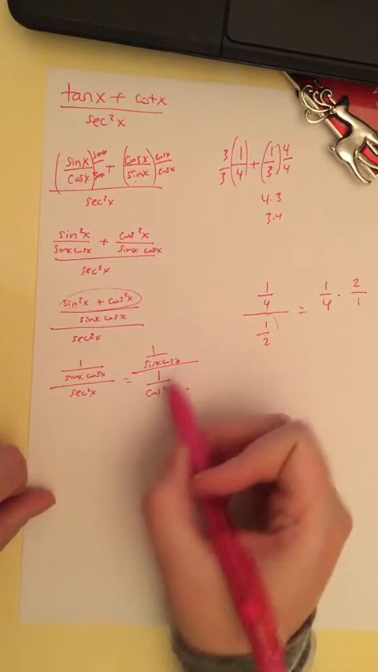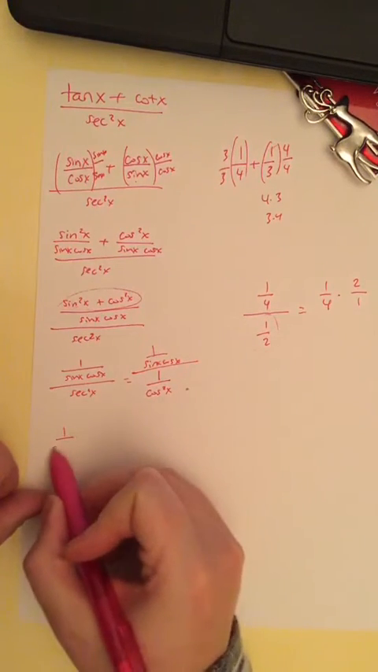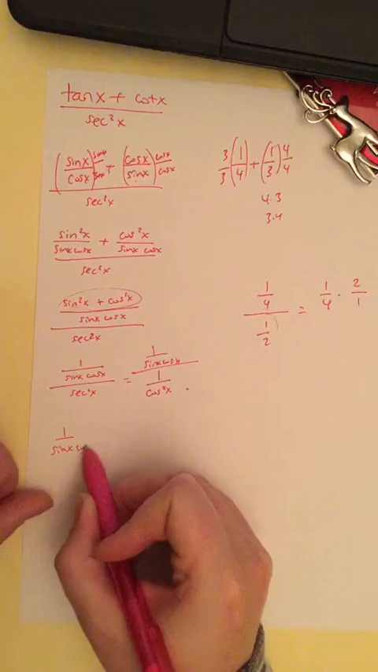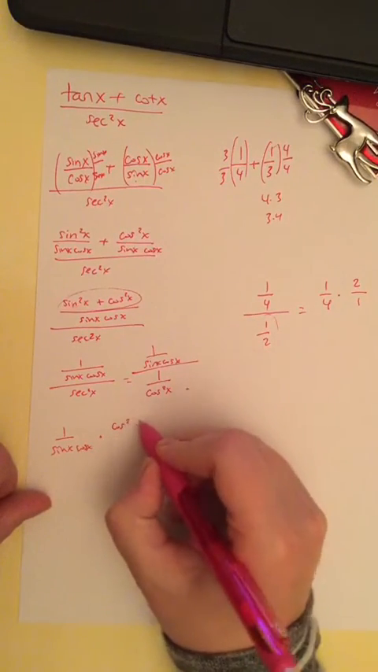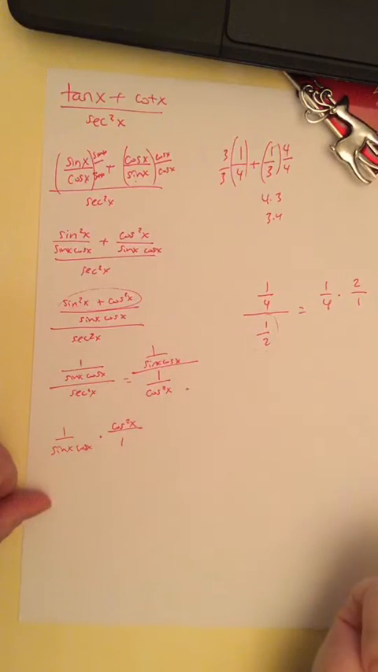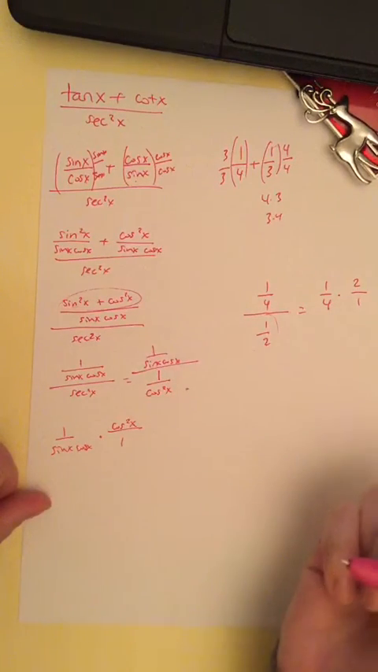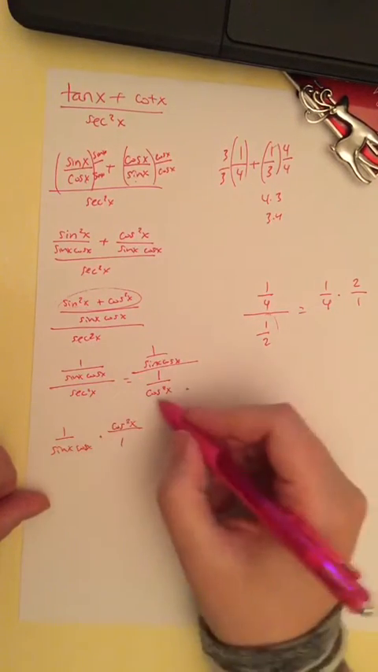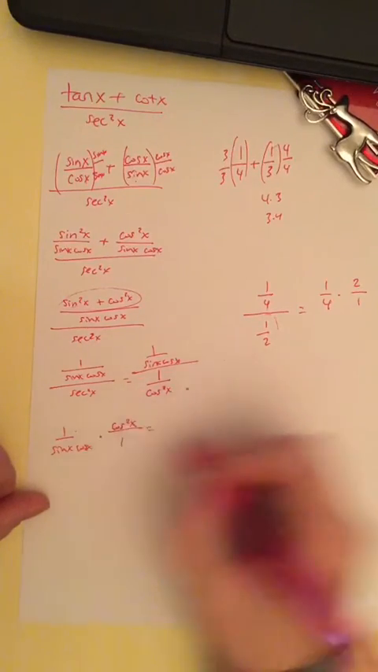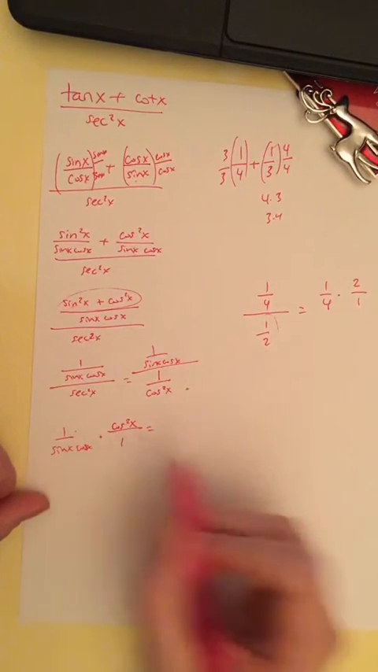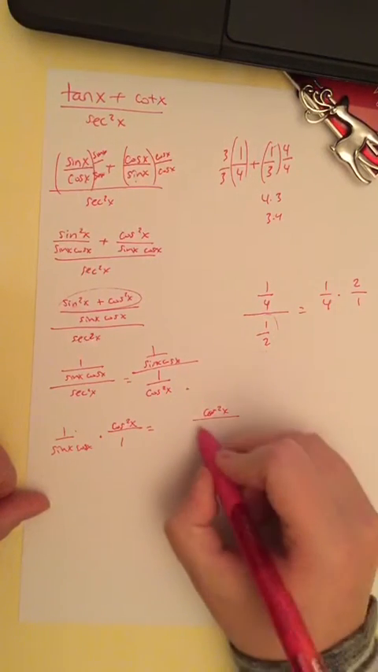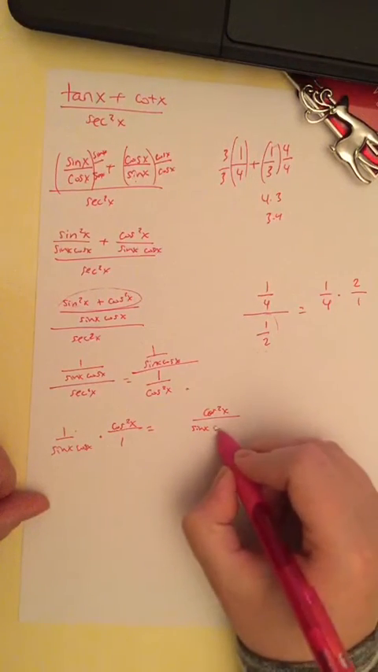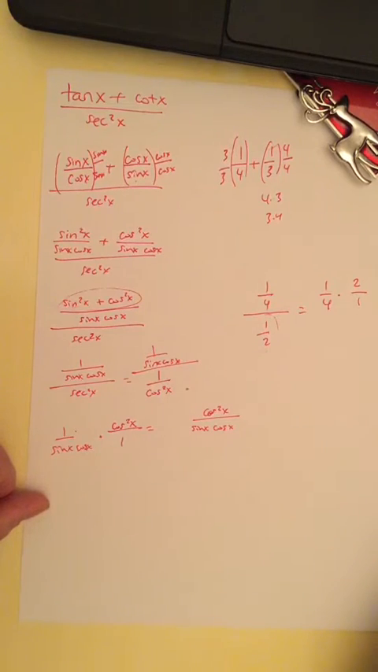1 over sine cosine, if you're dividing by 1 over cosine squared, it's the same as multiplying by the reciprocal of this fraction that's on the denominator. So now, if I multiply fractions, you multiply top by top and bottom by bottom. So I end up with cosine squared x over sine of x, cosine of x.